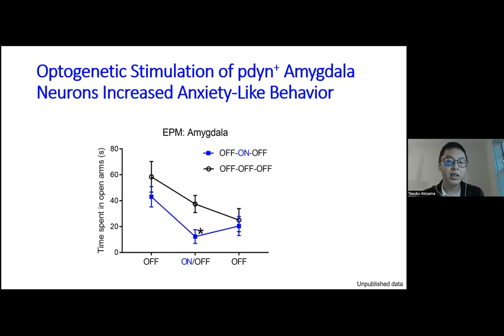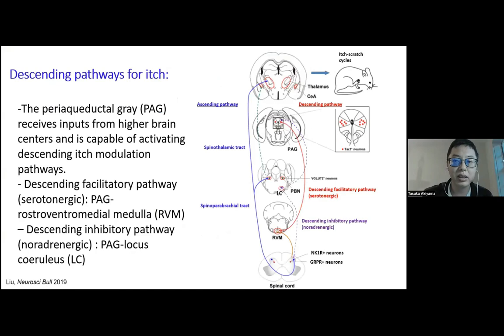And then we also ran the elevated plus maze with these mice. You can see here that by delivering the red light, we see a decrease in the open arm time. That means the activation of the PDYN positive neurons induces anxiety-like behavior. Then next, we wanted to look at a possible target of the PD-1 amygdala neurons.